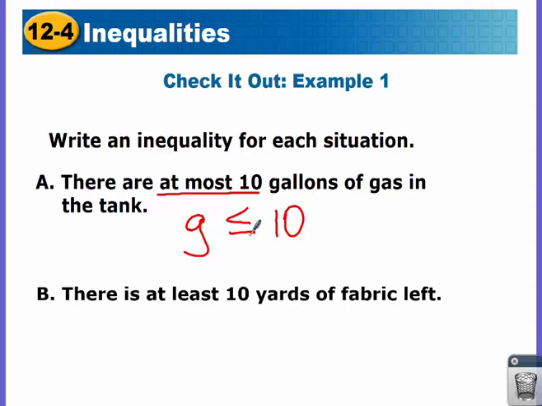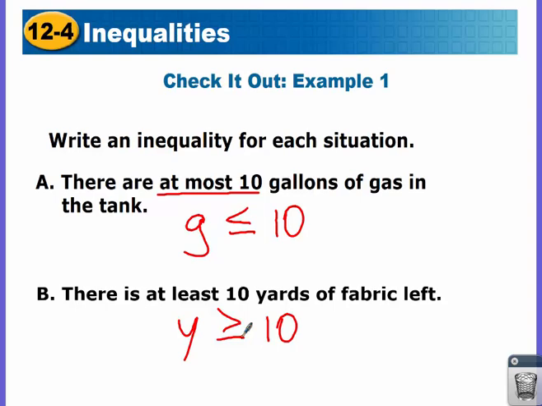Okay, for B, there is at least 10 yards of fabric left. So we've got yards and we've got 10, and it says at least 10. So that means that we could have 10, but we could also have 11 or 12. Okay, so that means the Y is going to be greater than or equal to. Okay, so now this only showed the greater than or equal to or less than or equal to.